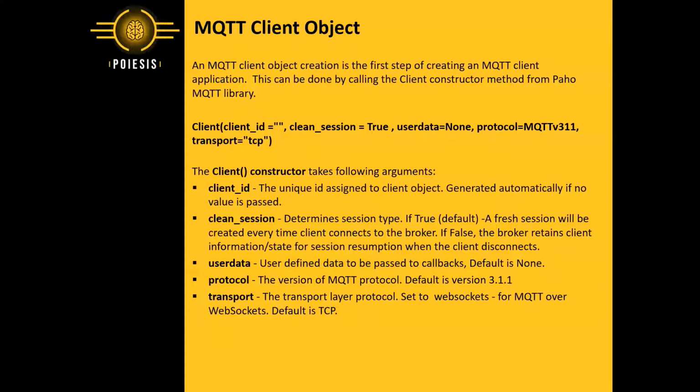User data, user-defined data to be passed to callbacks. Default is none. Protocol, the version of the MQTT protocol. Default is version 3.1.1. Transport, the transport layer protocol, set to WebSockets for MQTT over WebSockets. Default is TCP.